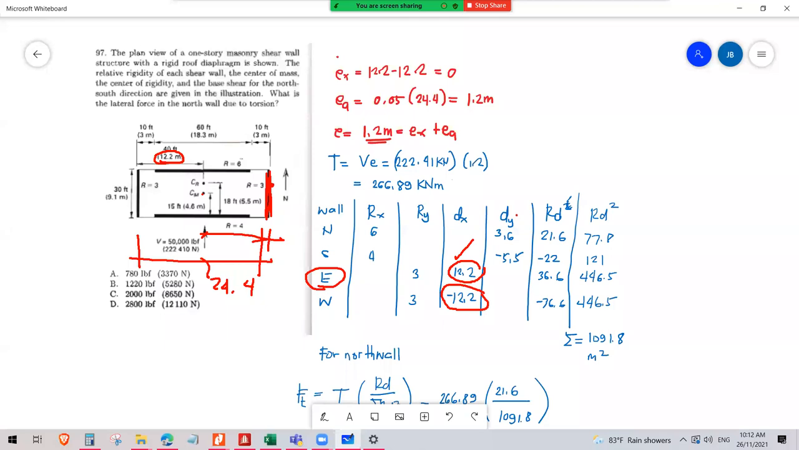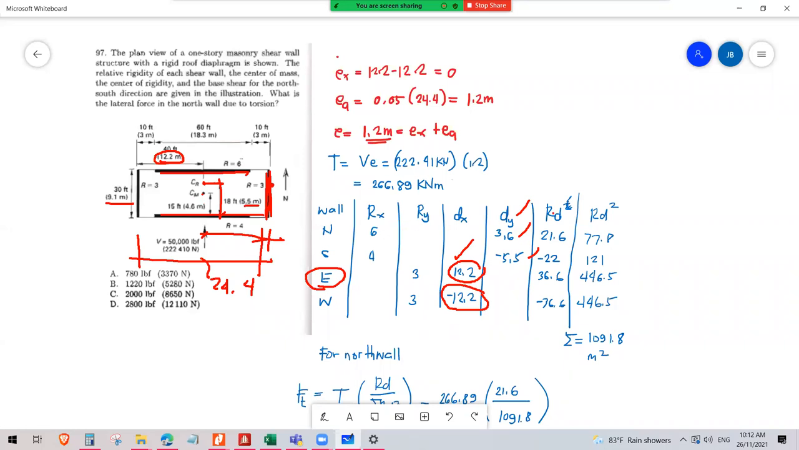How about DY? This is the north and south wall. The north wall is 3.6, because its distance to the end is 5.5. What's our total height? 9.1. 9.1 minus 5.5 is 3.6, positive. Then the south wall is 5.5, negative, because our reference is the center of rigidity.